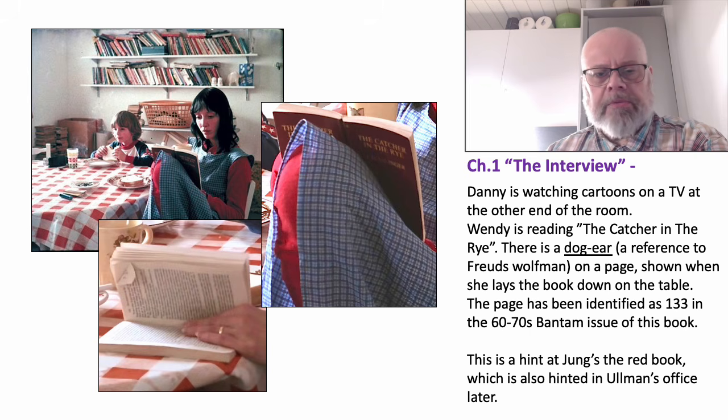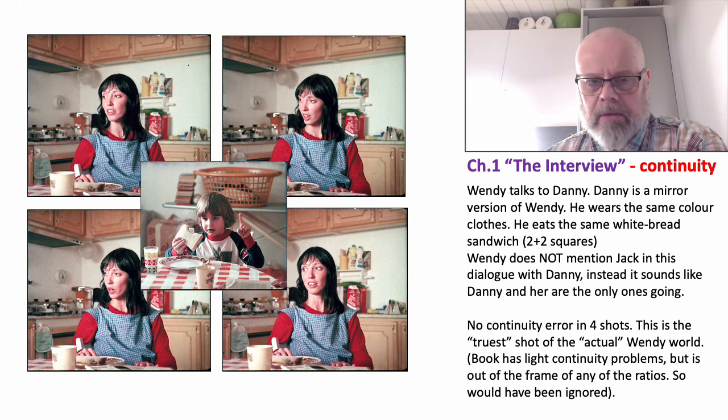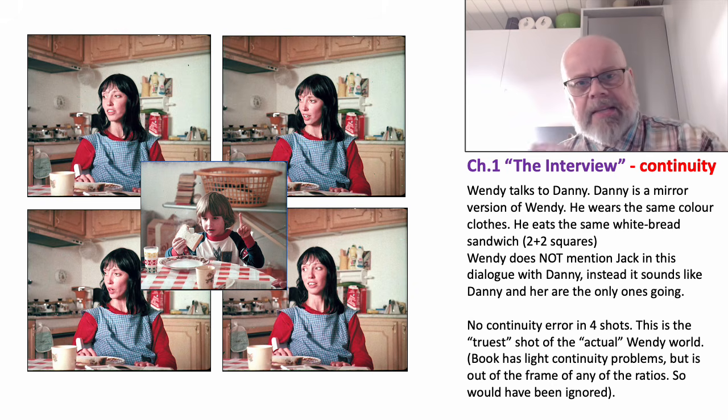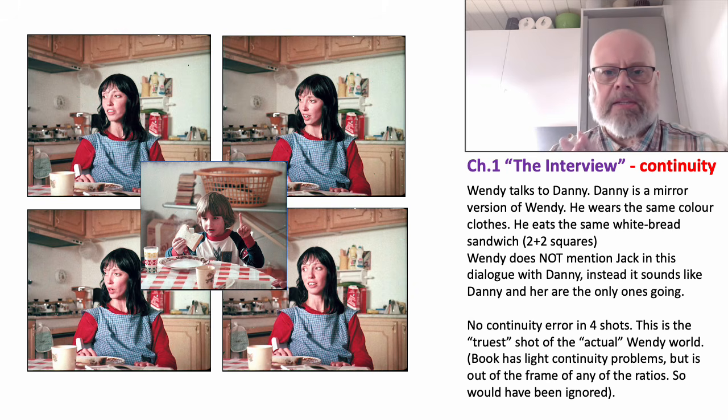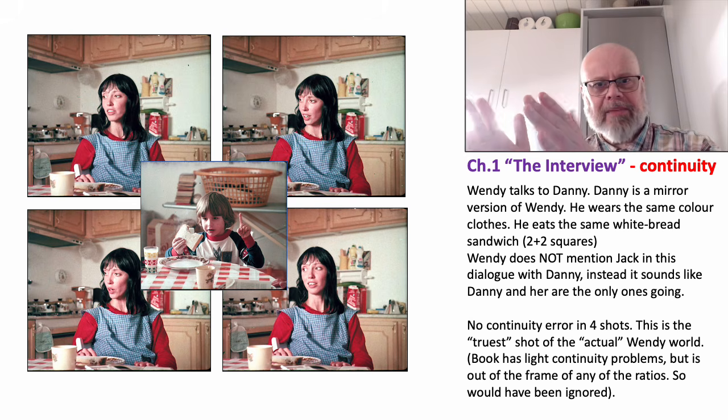Also hinted at in Ullman's office, there's a red book lying on Ullman's desk. Continuity. Wendy talks to Danny. So Danny is a mirror version. It's not necessarily all of what I'm saying on each slide that is continuity, but there might be some continuity issues among the text I'm presenting here, right? Danny is a mirror version of Wendy. He wears the same color clothes. He eats the same white bread sandwich. It's sort of 2 by 2 squares. Okay, yeah, 4 slices, right? 4 squares.